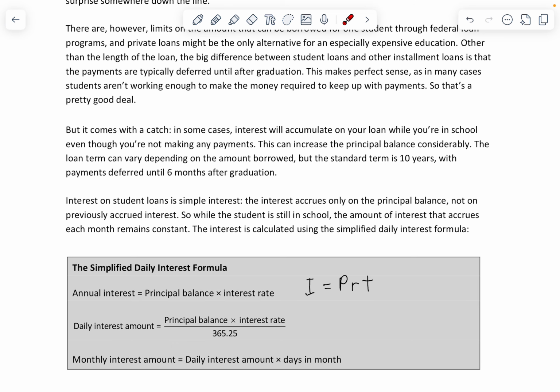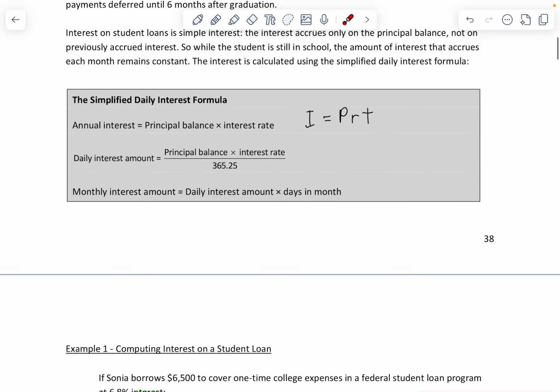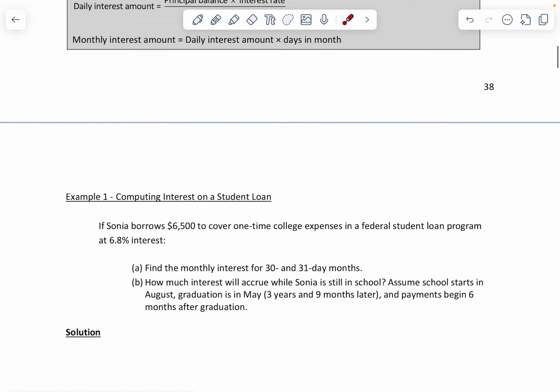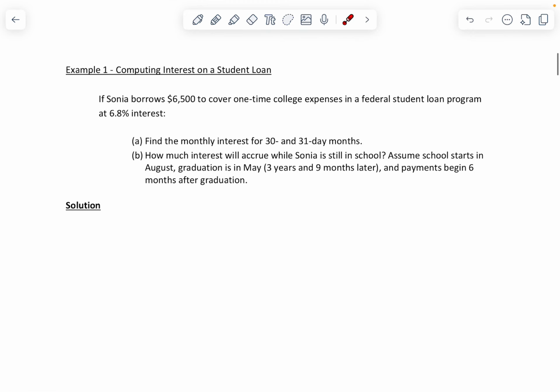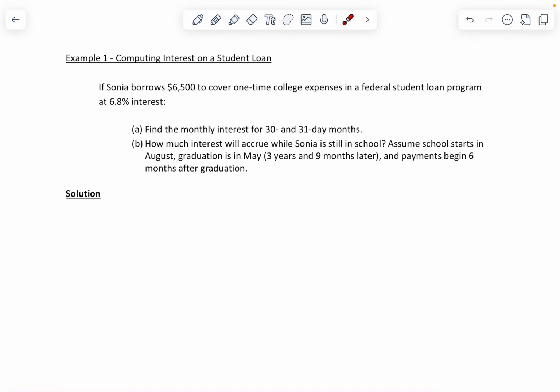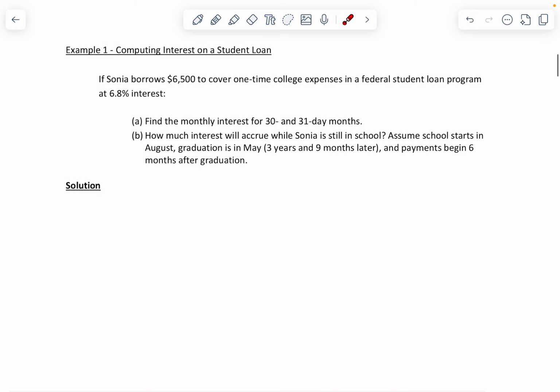Okay, let's walk through some examples. Start with example 1 here, where we look at how to compute interest on a student loan. Let's say that Sonia borrows $6,500 to cover one-time college expenses in a federal student loan program at 6.8% interest. So the first thing we want to do is find the monthly interest for 30 and 31-day months. So let's start with that.